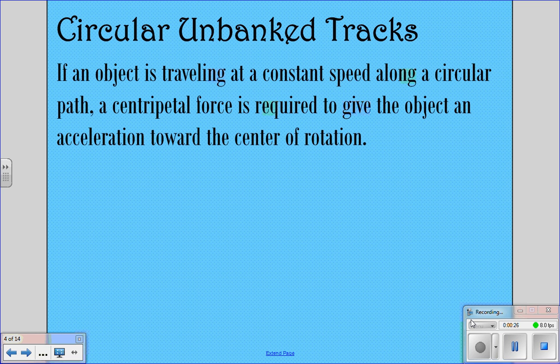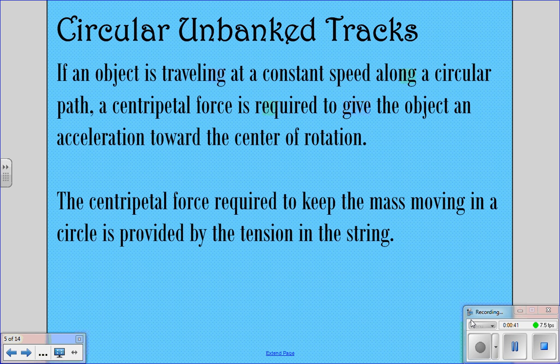We've already talked about centripetal force a couple weeks ago. But if you have an object going at a constant speed around a circular path, centripetal force gives the object an acceleration towards the center of the rotation, towards the center of your circle. The centripetal force required to keep the mass moving in a circle is going to be provided by the tension in the string. So the tension in the string is where the centripetal force comes from.